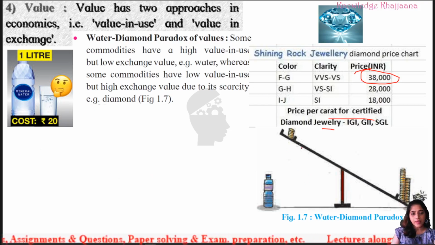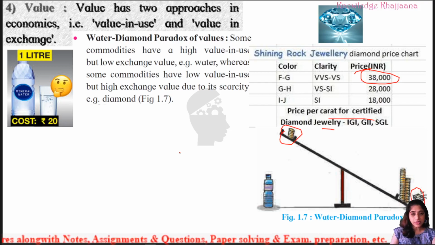See, it has gone very down. It has become heavy towards diamond, and it has gone down, meaning it has no value or lesser value when we think about the water bottle. This is called the water-diamond paradox of values. So with this we learned 4 concepts with respect to microeconomics.